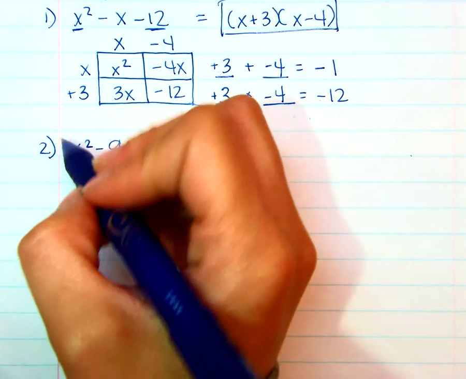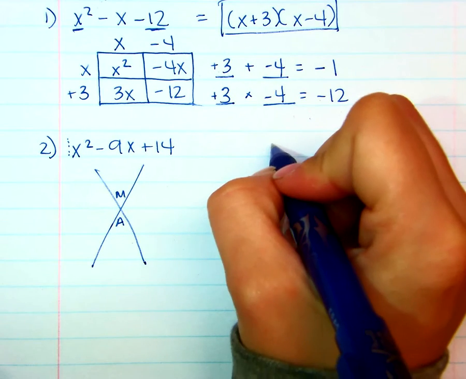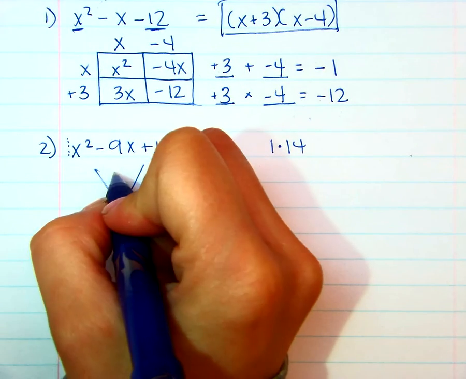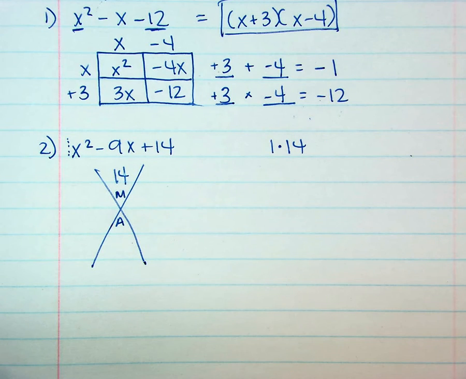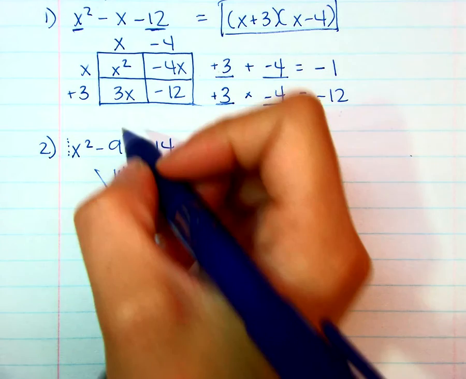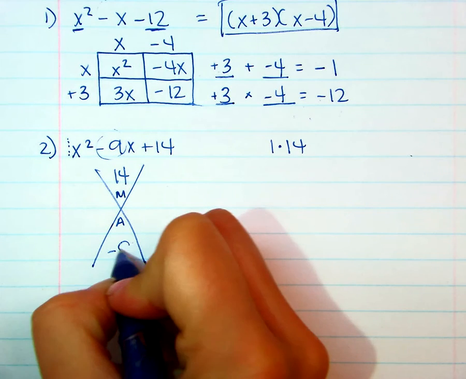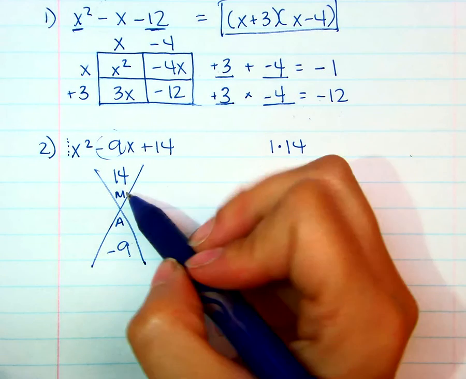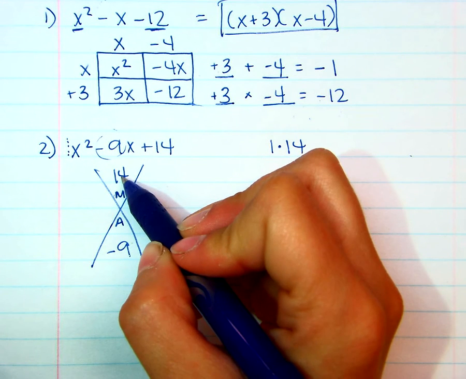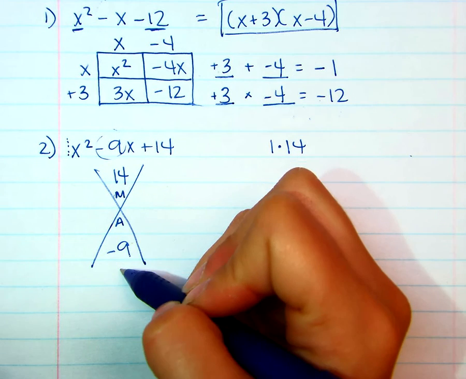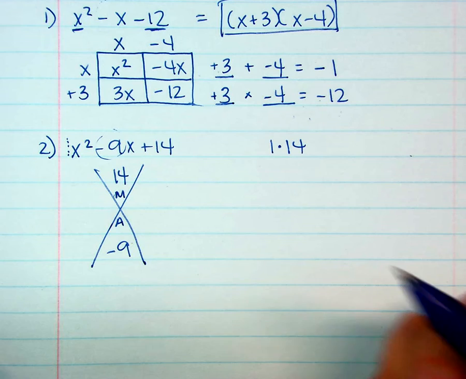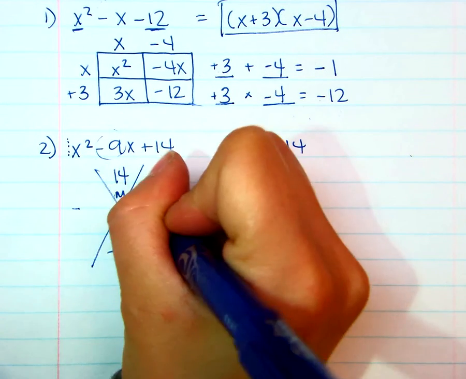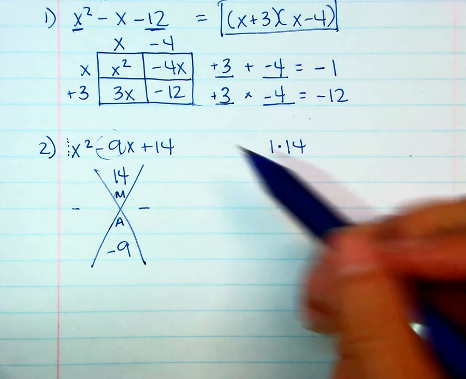So we always have to do 1 times this last term to get the top. So 1 times 14 is just 14. Now, to get the middle term, we're just going to take that middle number, negative 9. So we need 2 numbers that when multiplied, they give us positive 14. But when they add, they give us negative 9. Well, if they add to give us a negative, but they multiply to give us a positive, then that means that they're both negative.